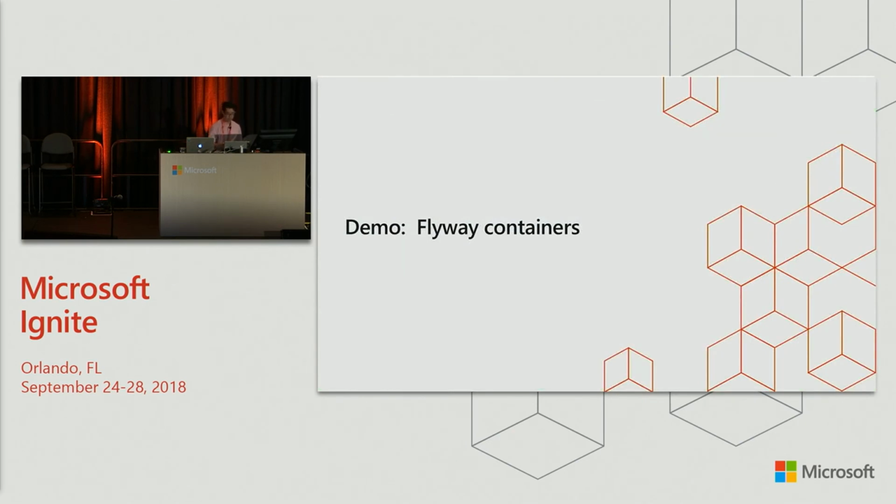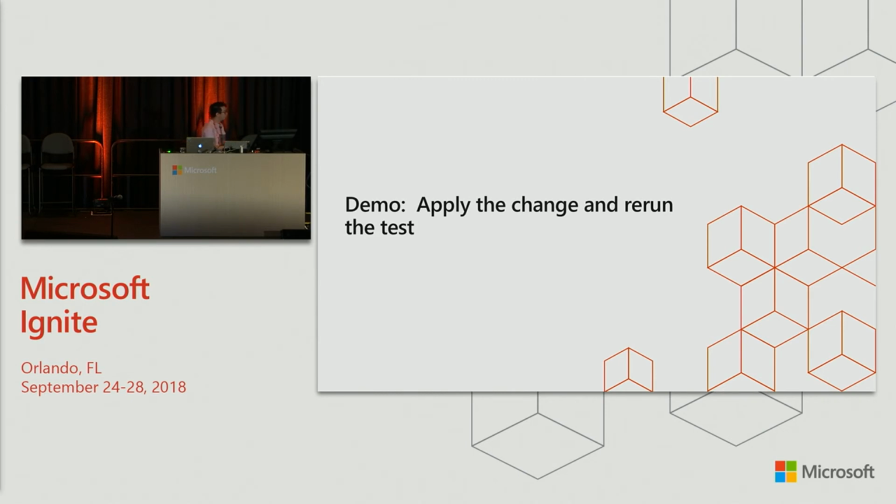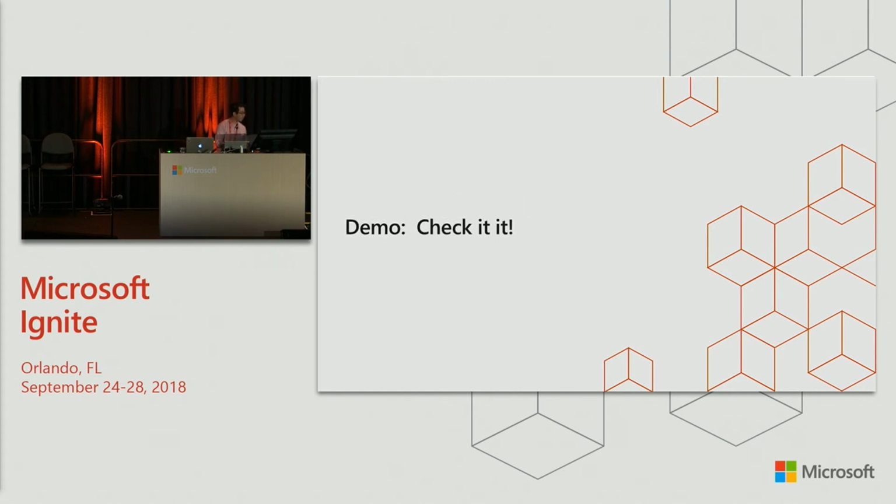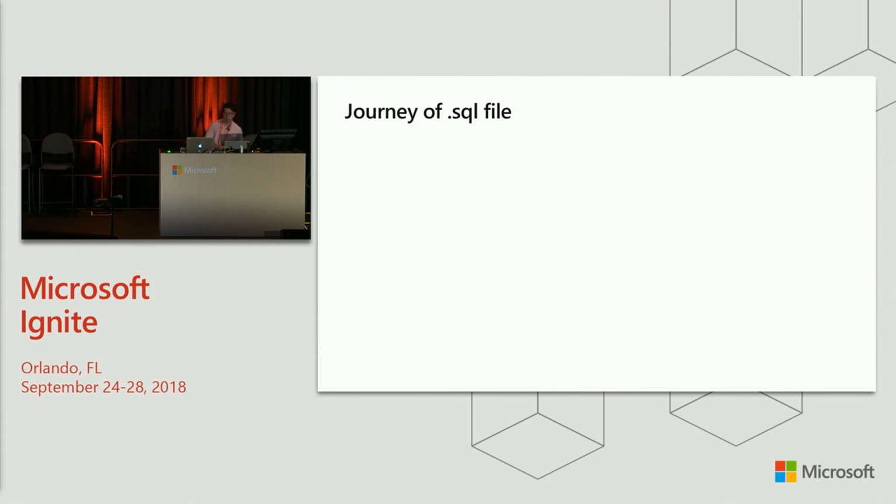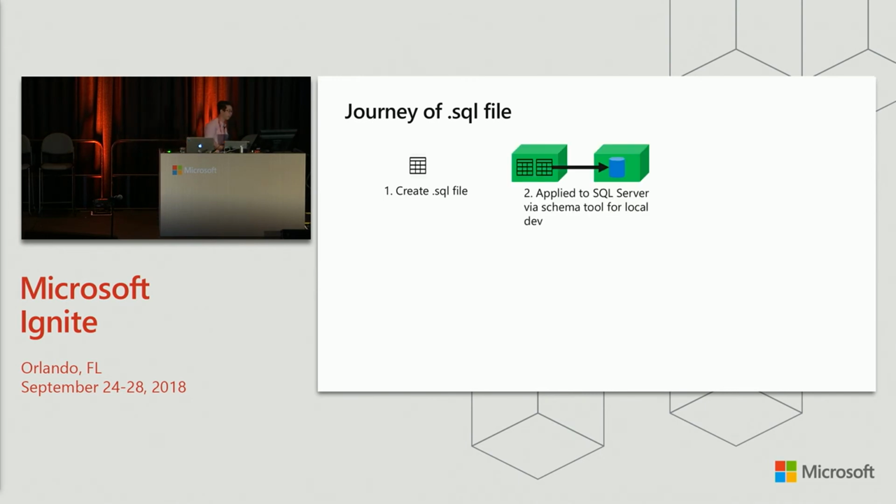All right. So at the very beginning of this little section, we showed Flyway containers. We showed how to apply the change and rerun the test. And we were able to check it in into our CI pipeline. And I showed a short demo of Azure Pipelines with this. So let's take a look at the journey of this .SQL file. First, I got this environment, and I discovered the fix. I created the .SQL file. Then I placed this .SQL file into a container, and I applied it to SQL Server running in a container for development environments.